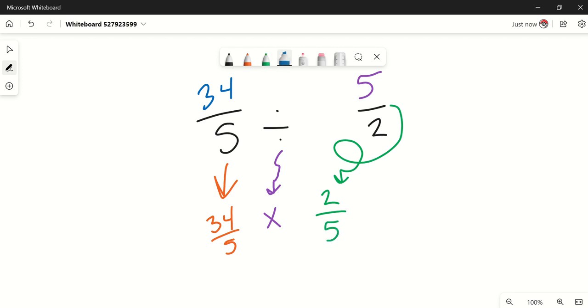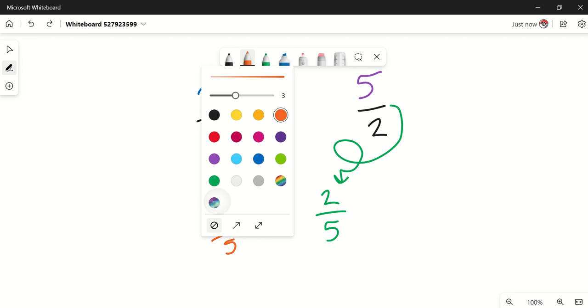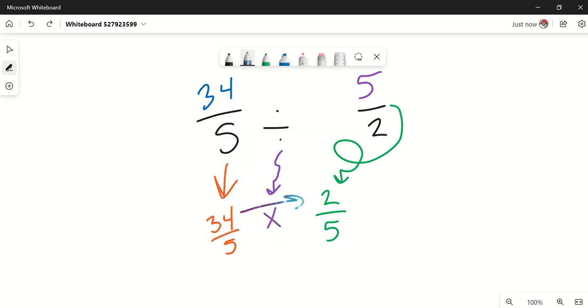Now, I want to cross simplify. 34 and 5 have nothing in common, and 2 and 5 have nothing in common. Remember, I couldn't cross simplify here because this wasn't multiplication yet. Do not cross simplify before you turn it into a multiplication problem. So those 5s, unfortunately, are going to stay the same. Now, since I can't cross simplify, I'm going to multiply straight across. I know my 5s. This is going to be a denominator of 25, because 5 times 5 is 25.